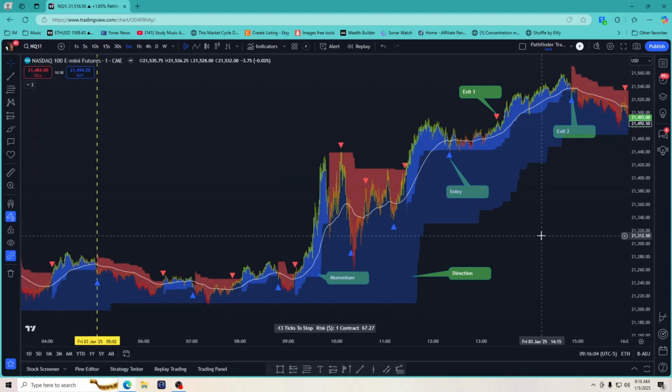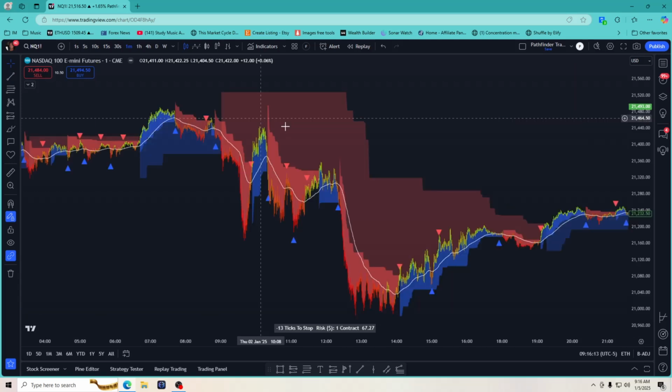And now, just for reference, you can see here, this is overall buying, and then if we go back, you can see here, this is what it looks like when the market is overall selling. So you can see both sides of the coin there.